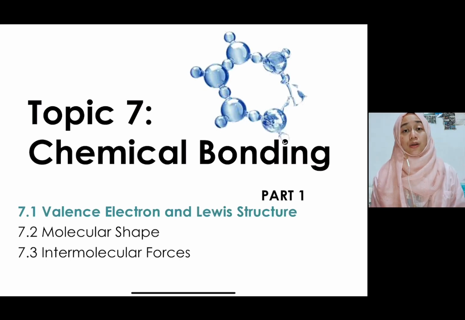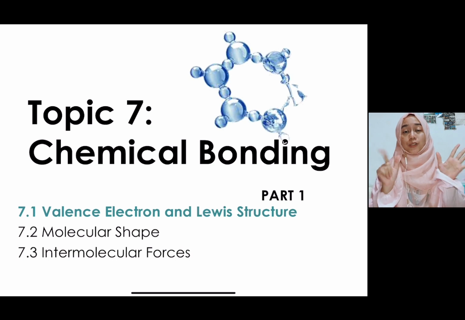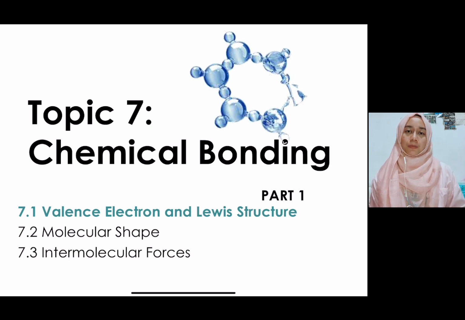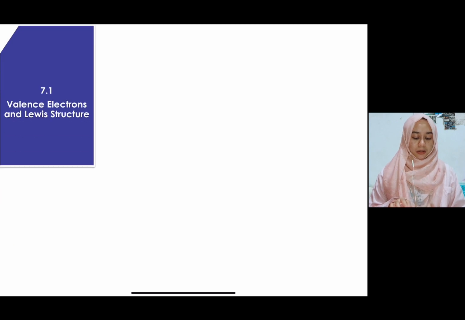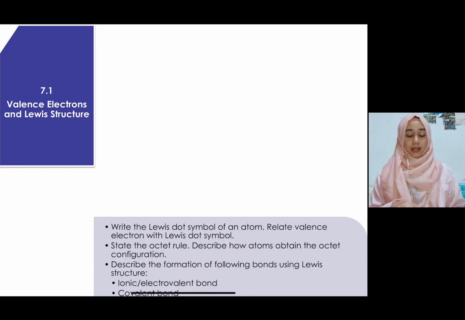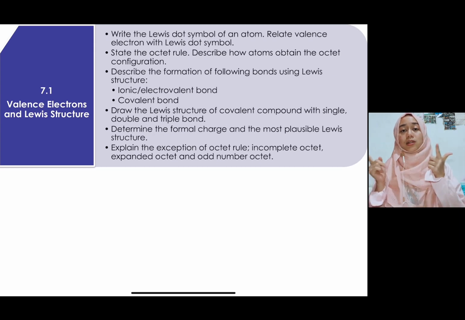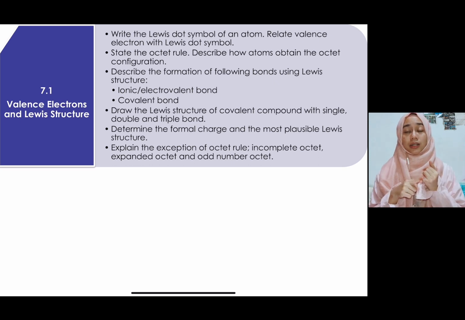So today we are going into new topic 7, which is chemical bonding. In this topic you are going to be learning 3 subtopics. The first subtopic is the valence electron and Lewis structure. This will be the longest one compared to the rest. You'll be learning so many things, such as the Lewis dot symbol, ionic and covalent bond, octet rule, the exception for octet rule, and also about the Lewis structure and formal charge.